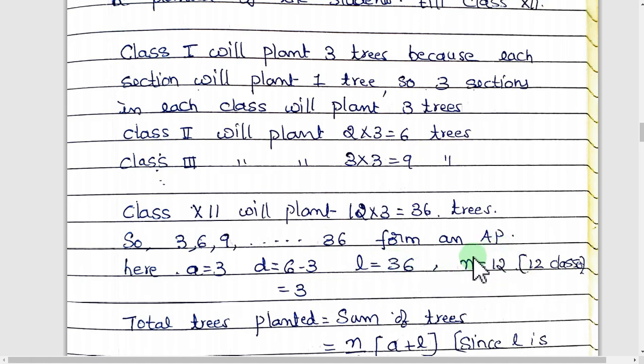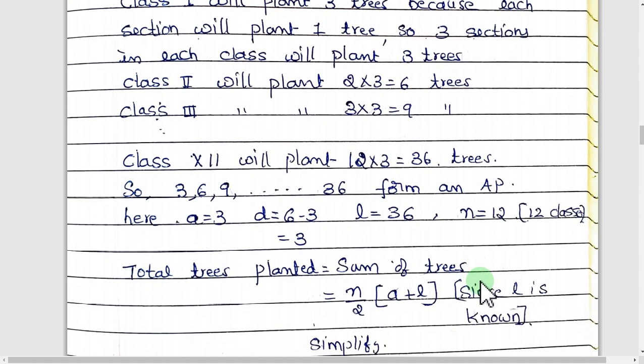N is 12. Why is N 12? It is not mentioned in the question, but N is 12, because 12 classes are there. This way, if you find how many trees each class will plant, you will get 12 terms in this AP. Till the 12th class they told us, so there are 12 terms in this AP, so N is 12.